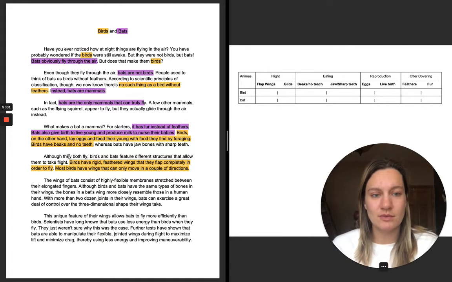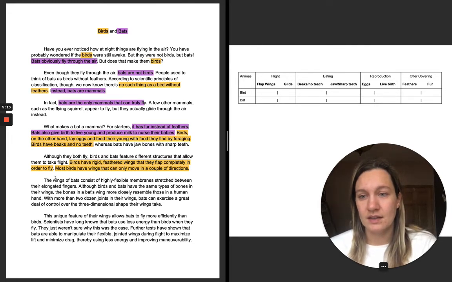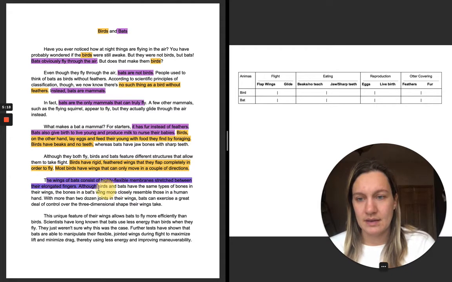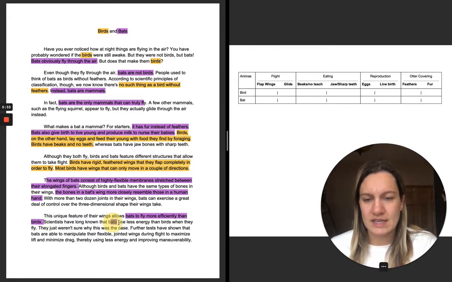Now I want you to do this with your partner, and I want you to read the rest of the article. Remember, highlight just the stuff about bats. If you come to a section that already has stuff about birds, you can skip it because we've already highlighted it. All right. This is where the students should have highlighted about bats. The bones resemble people. Bats fly more efficiently than birds. Bats use less energy than birds. All right.